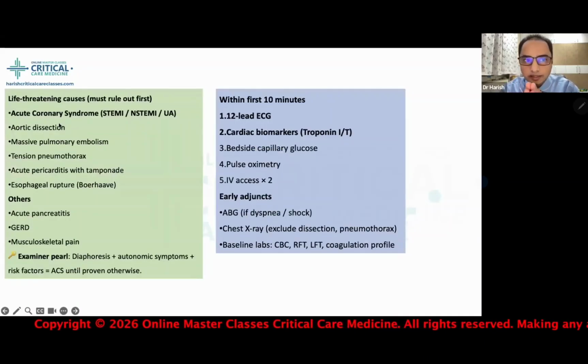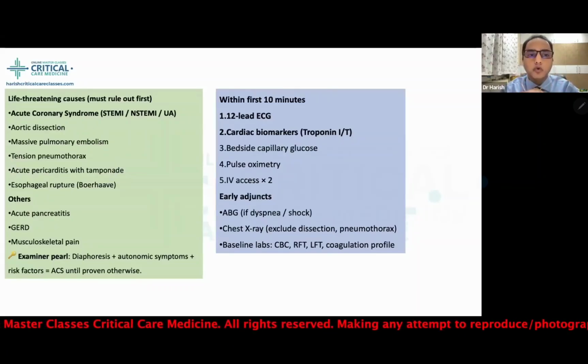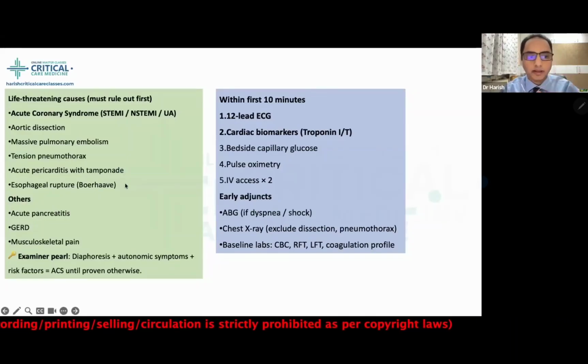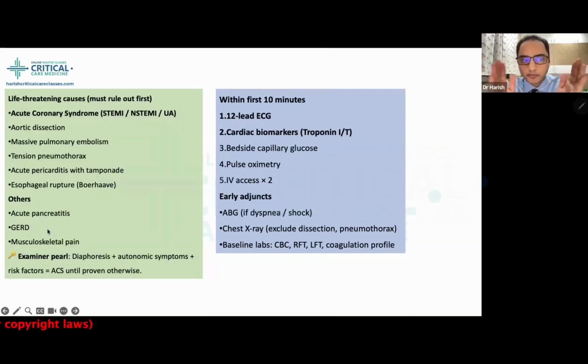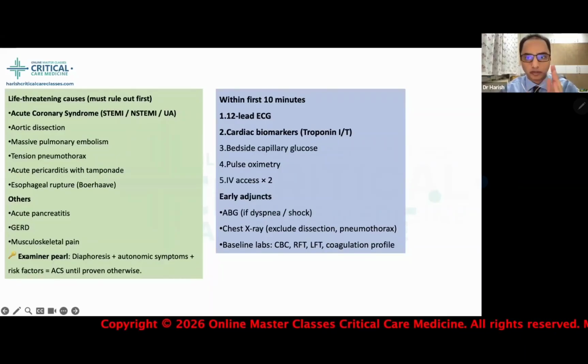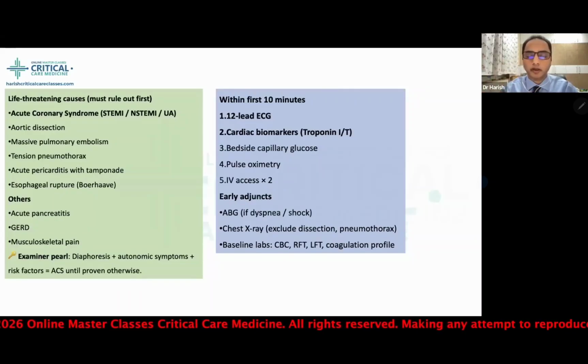Life-threatening causes of chest pain should be ruled out on priority. First comes acute coronary syndrome: ST segment elevation MI, NSTEMI, or unstable angina. Then aortic dissection, massive pulmonary embolism, tension pneumothorax, acute pericarditis with cardiac tamponade, esophageal rupture, which we call Boerhaave's syndrome, severe acute pancreatitis, gastroesophageal reflux disease, or it may be simple musculoskeletal pain. But the exam pearl here is that the patient has diaphoresis and autonomic symptoms plus risk factors with multiple comorbidities. So acute coronary syndrome is the diagnosis until proven otherwise. That is the message you can give based on the clinical profile and manifestation.